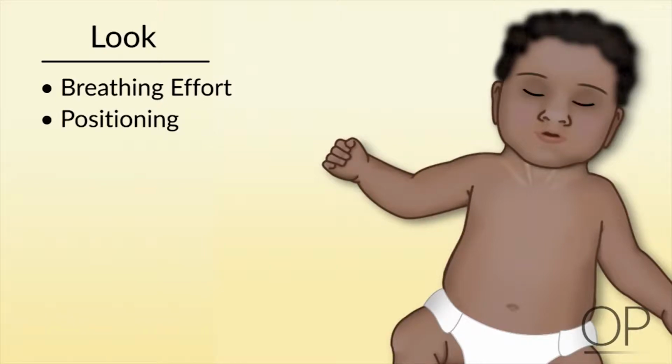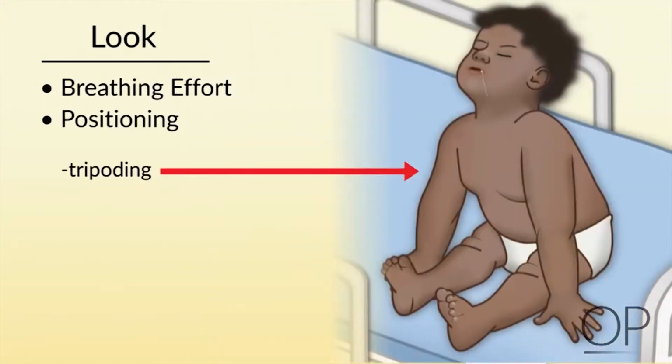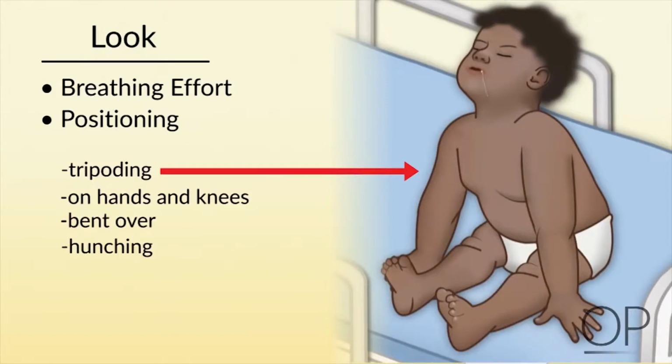In an extubated patient that's ill, they'll often try to find a position of comfort, one in which they're able to breathe the easiest. For a baby with croup, that may be in their mother's arms where they're calm and comfortable. It is always best to leave an extubated patient in the most comfortable position for them, especially while you're performing your exam. You may see a patient tripoding or actually on their hands and knees, bent over, hunching, or you may notice that they're drooling a lot.